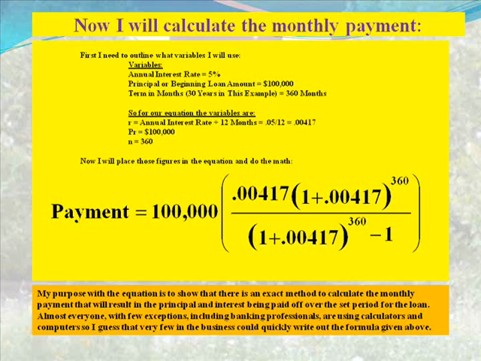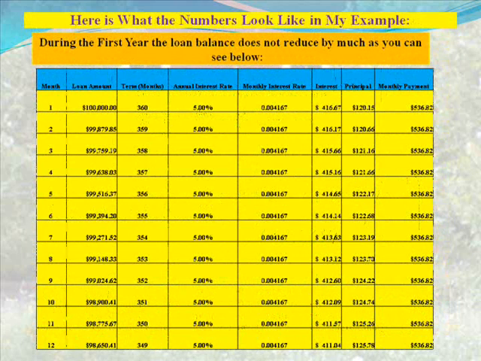My purpose with the equation is to show that there is an exact method to calculate the monthly payment that will result in the principal and interest being paid off over the set period for the loan. Almost everyone, with few exceptions, including banking professionals, are using calculators and computers, so I guess that very few in the business could quickly write out the formula given above. Here's what the numbers look like in my example.